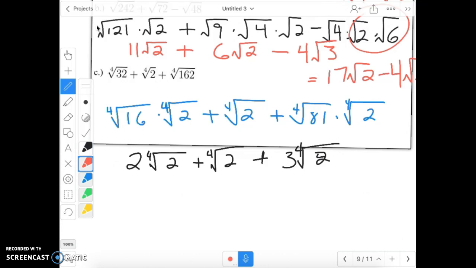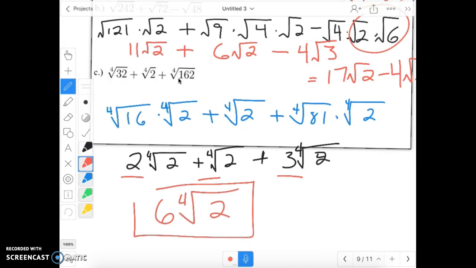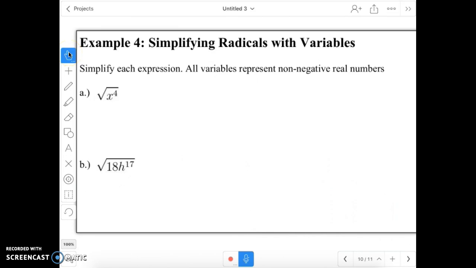So then we just add those numbers out front together. That middle one would be a 1. So we have 2 plus 1 plus 3 gives us 6 fourth root of 2 would be that simplified down. Okay, I'm going to finish this one a little bit fast.